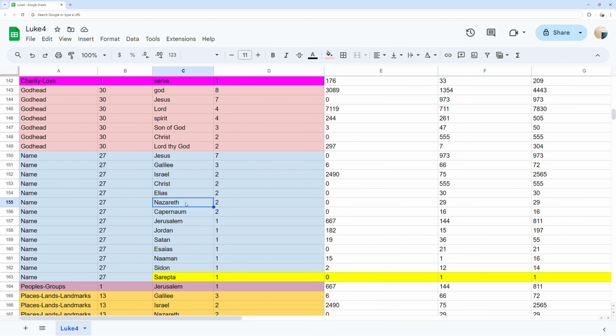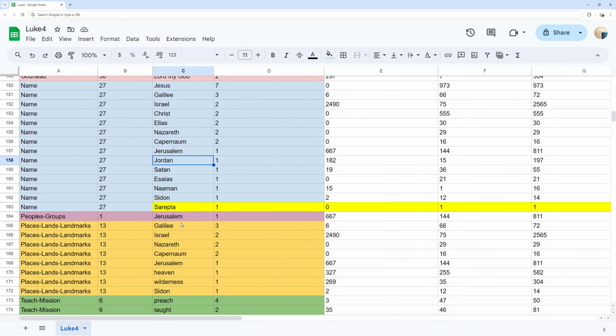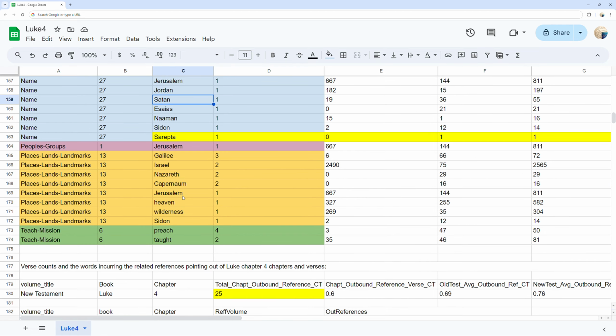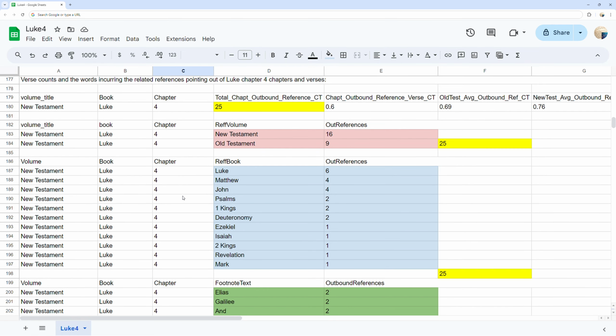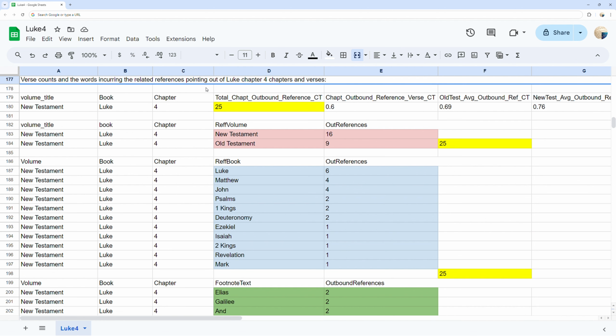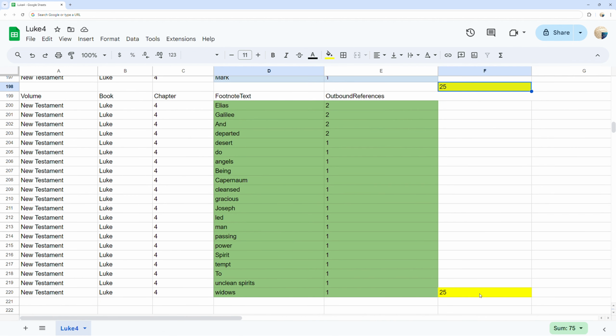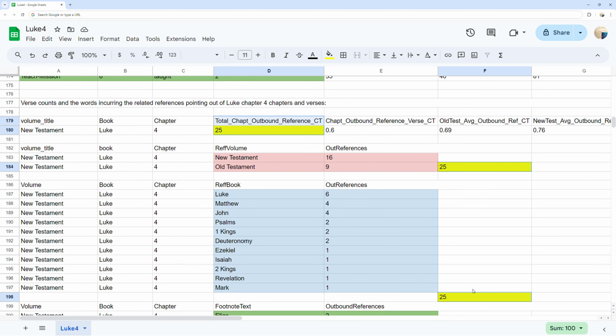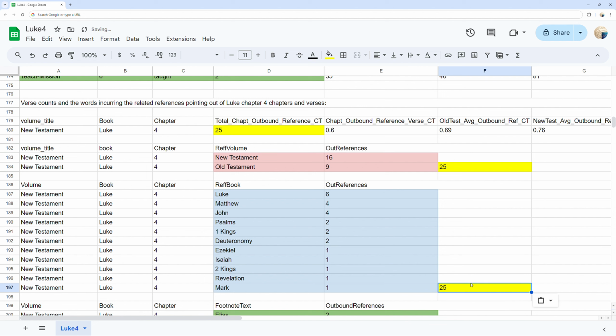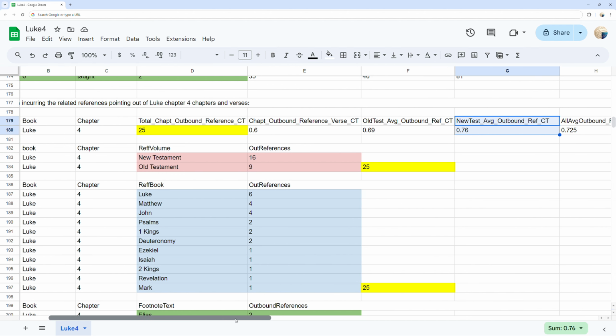Verse counts and the words incurring the related references pointing out of Luke chapter 4 chapters and verses. You can see in yellow the total outbound references pointing out of Luke chapter 4 at 25 references, as well as the counts per each verse in Luke chapter 4 and the average outbound reference per verse at 0.6 per verse, and see the per verse rates for the Old Testament, New Testament, and both to the right for comparison.